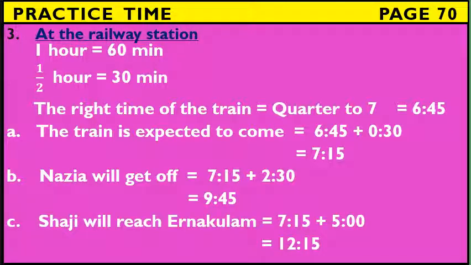C. Shahaji will take 5 hours to reach Ernakulam by this train. At what time will he reach there? Now since the train will arrive on this platform at 7:15, then after that 5 hours Shahaji will reach Ernakulam. So 7:15 plus 5, we will get 12 hours 15 minutes. Shahaji will reach Ernakulam.